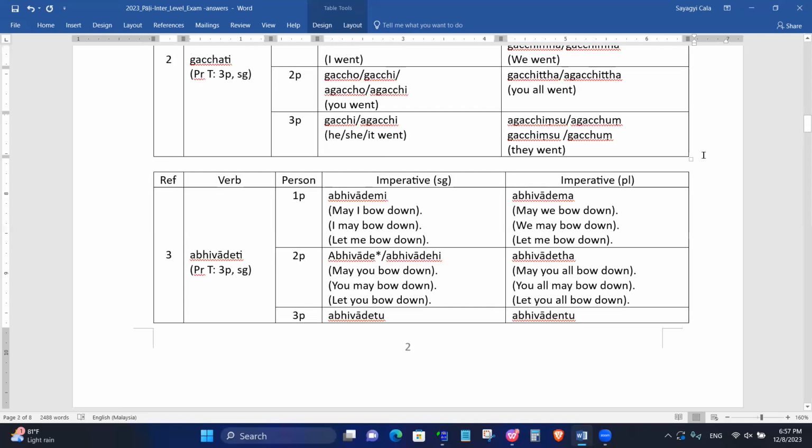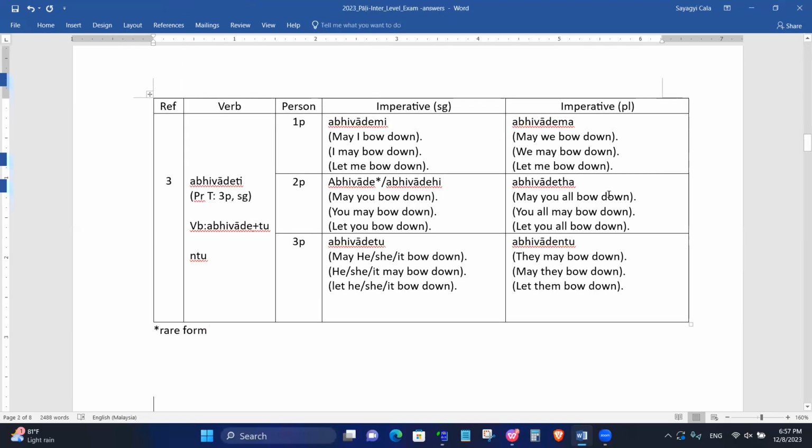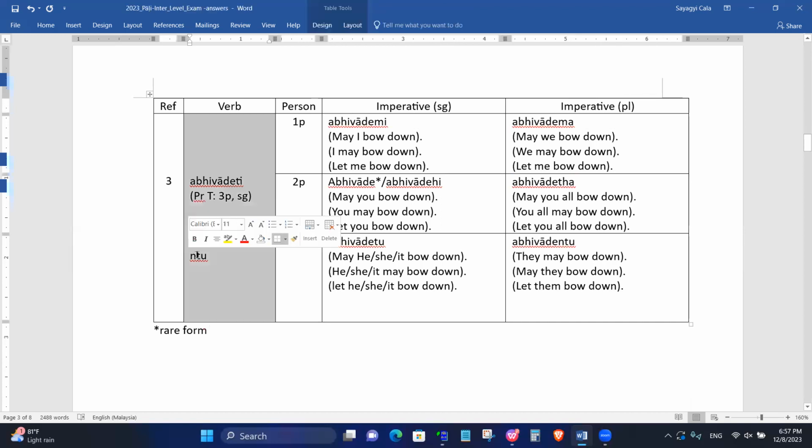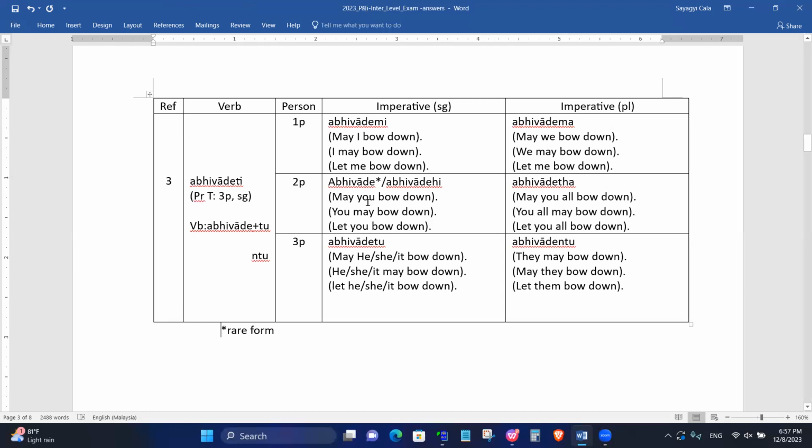Okay, so let me break it down. Abi wa de tu, abi wa den tu. Abi wa de hi, abi wa de ta. Abi wa de mi, abi wa de ma. This one, without the hi, I checked, is not so common. That's why I minus it; if you don't write it, it's okay. Abi wa de hi is okay already. So it means may he, may she, or let him or her. If there is no time, you write either one of these instead of all three; one or two is okay. I think this question is also not so difficult.